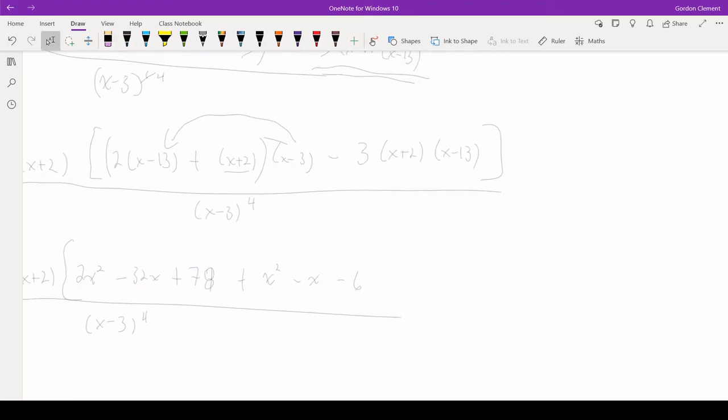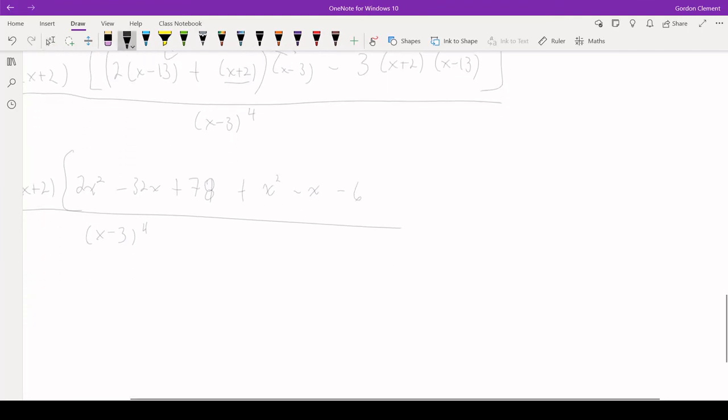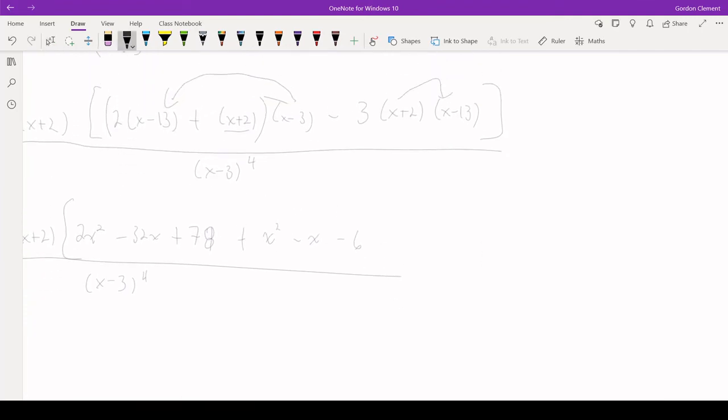And then this last term, multiply by negative 3. So you're going to get negative 3x squared, and that's that. We're going to get negative 13 plus 2, so negative 11, and then times another negative 3 is plus 33x. And then the last term is going to be minus 26 times negative 3, so what is that? 78, minus 78.